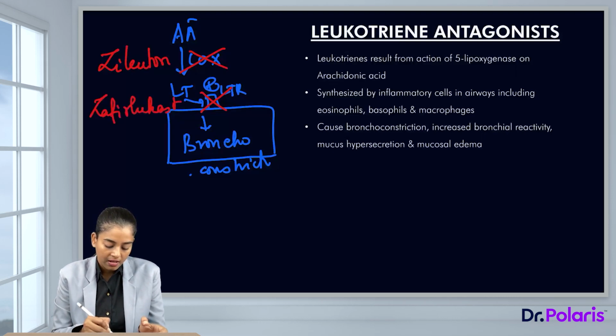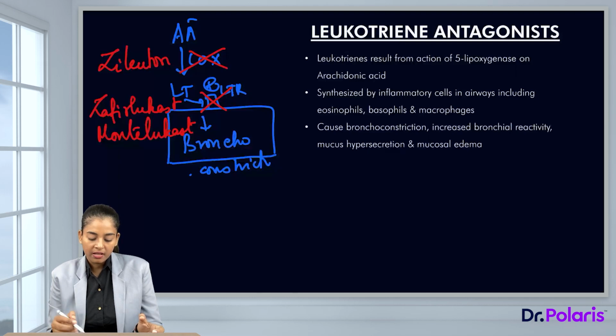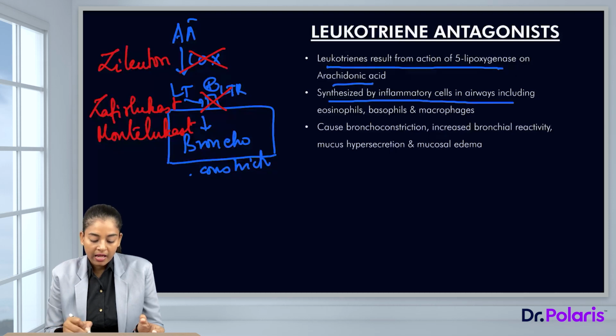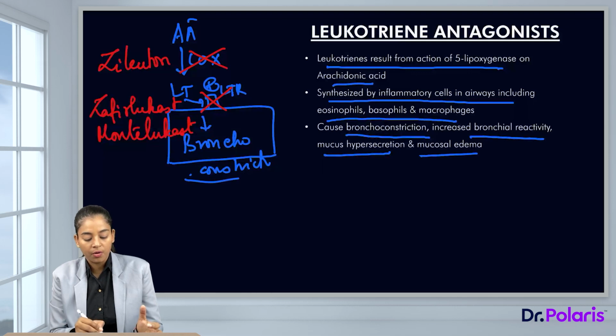Those drugs are zafirlukast and montelukast. So we'll see here, leukotrienes are produced by the action of 5-lipoxygenase on arachidonic acid. They attract eosinophils, basophils and macrophages. They cause bronchoconstriction and increase the bronchial reactivity, mucus secretion and mucosal edema. All this will cause bronchoconstriction.